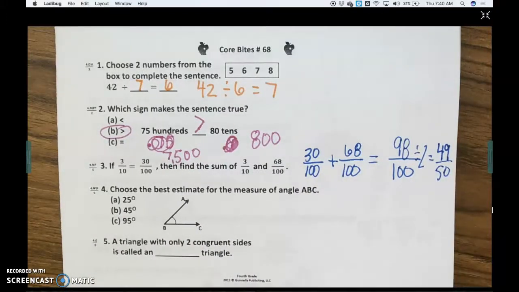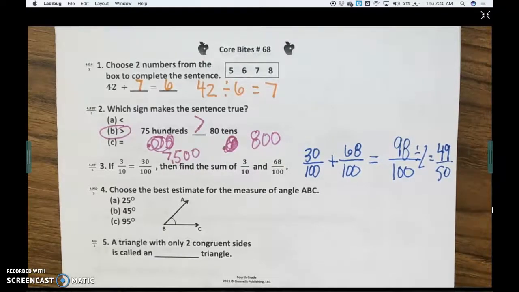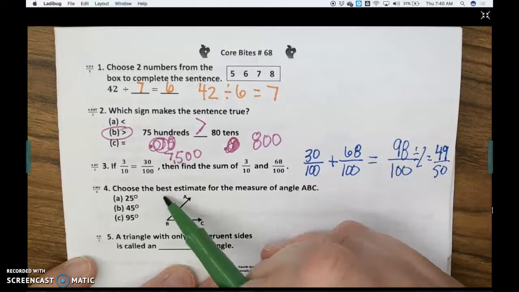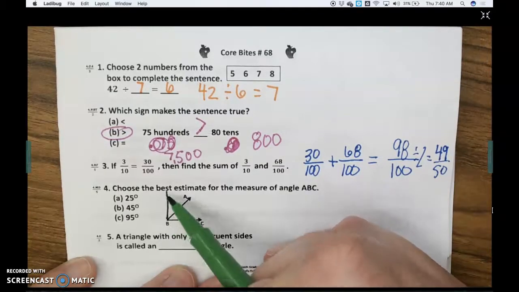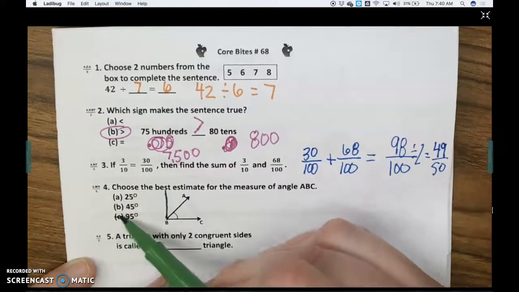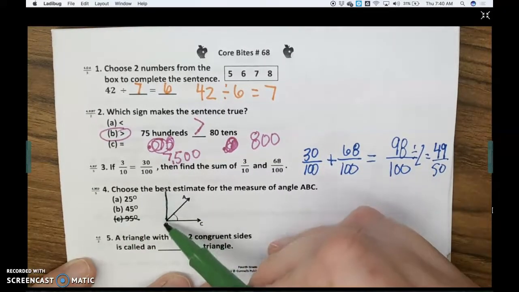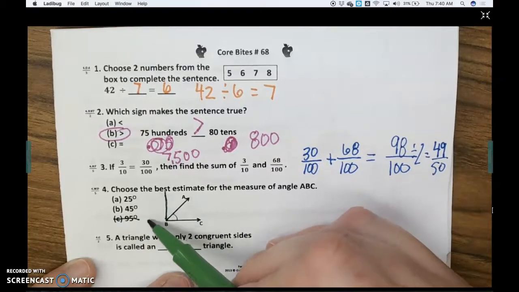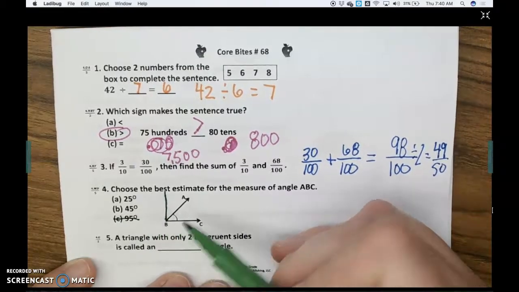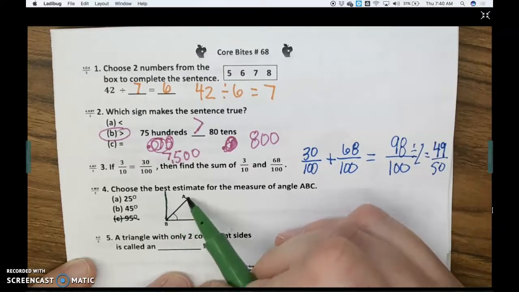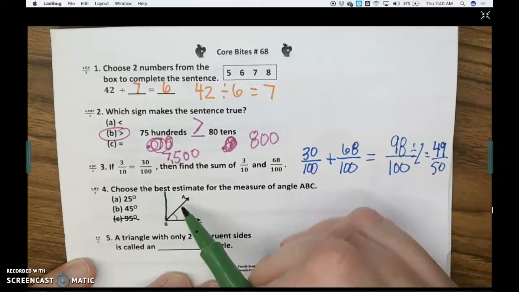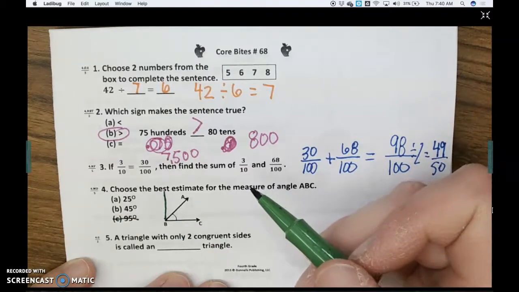And then for number 4, choose the best estimate for the measure. So we know that anything 90 degrees would be a right angle, right? So this would be 90 degrees. So it cannot be C because it's nowhere close to even 90. If you went all the way across, that would be 180. And then, so we have half. So you're thinking half of 90. And if you know your multiplication, you could figure that out if you were dividing.